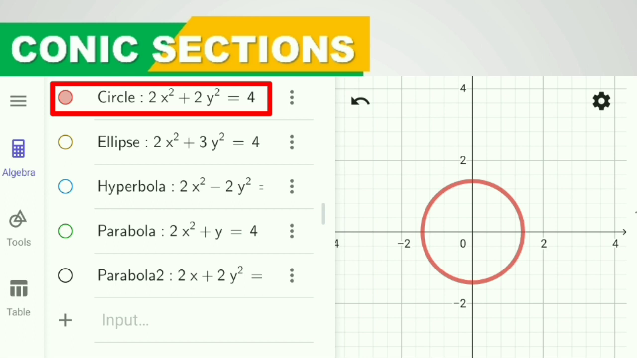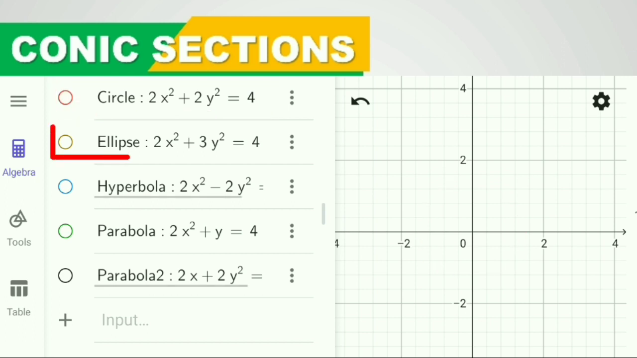As you can see, they have two variables x and y. Both variables x and y are being squared and they are both positive, and they also have the same numerical coefficients, which is 2. So this kind of graph will form a circle.